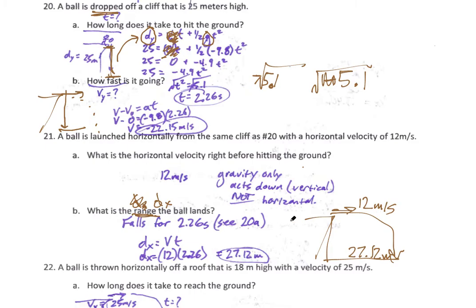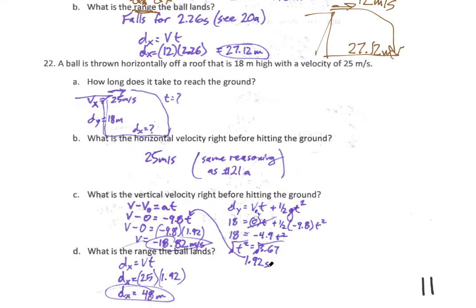Okay, last one here, number 22. So a ball is thrown horizontally off a roof that's 18 meters high with a velocity of 25 meters per second. So I've got it being thrown off a roof. Apparently I drew a cliff, but it's a flat roof apparently. I know that I'm 18 meters high. All right, so this must be an office building or something. Your house would not be 18 meters high.